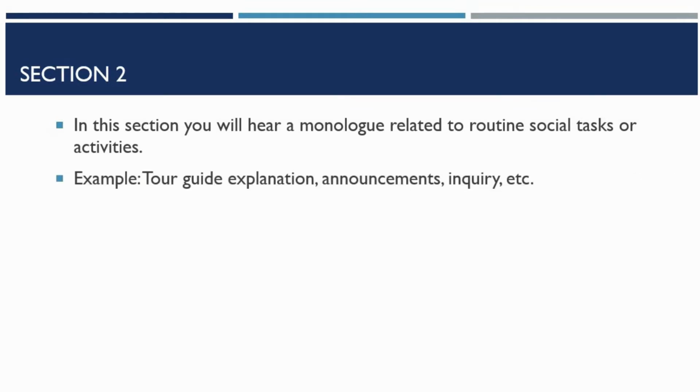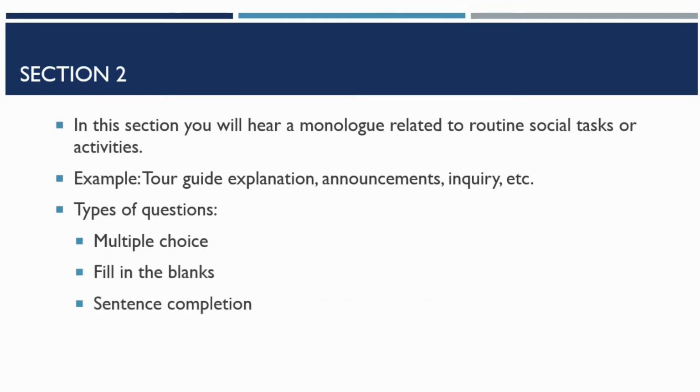Now in section 2, it's all about grabbing the information from a set of instructions. The information can be an explanation by a tour guide, an announcement at any public place, a visit to a place or any library, a clubhouse, a sports facility, or anywhere else. The types of questions in section 2 are similar to section 1, such as multiple choice, fill in the blanks, sentence completion, but there can also be maps, form filling, or any other diagrams as well.